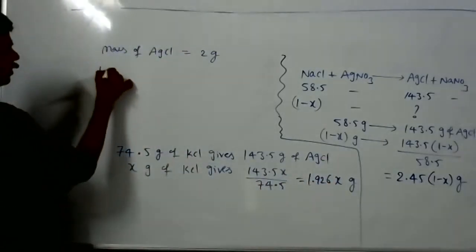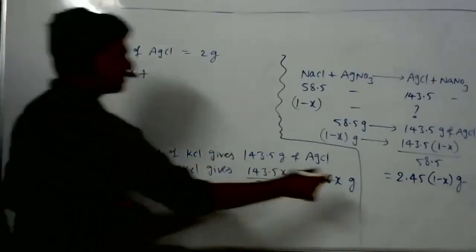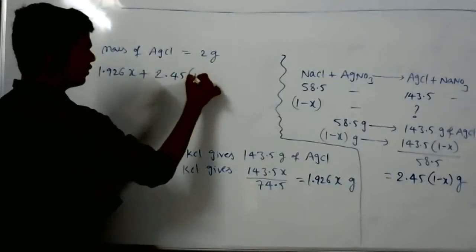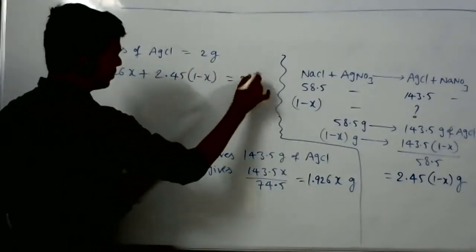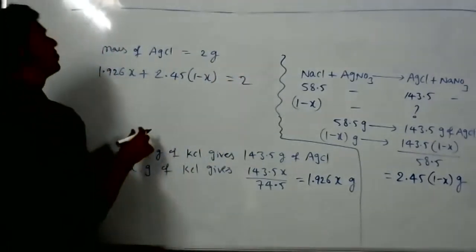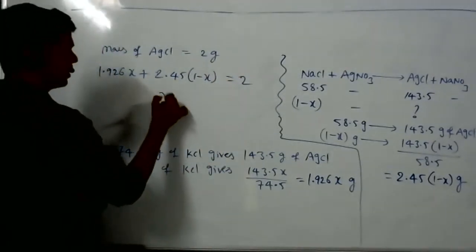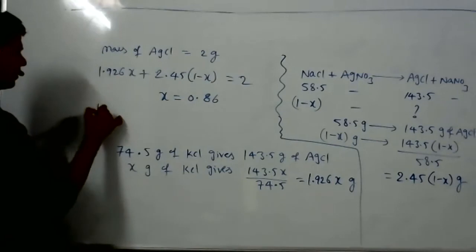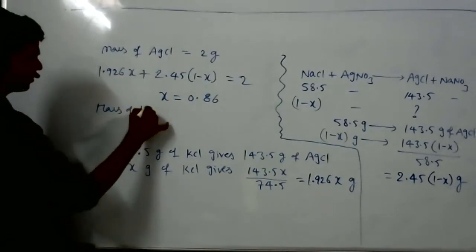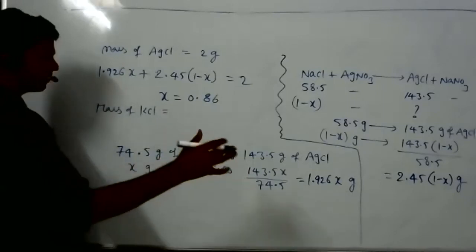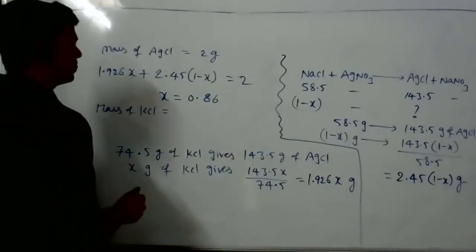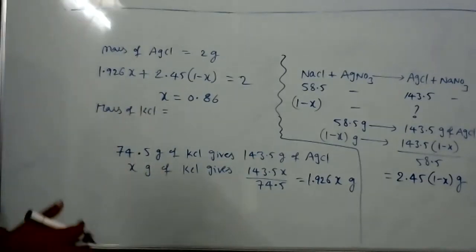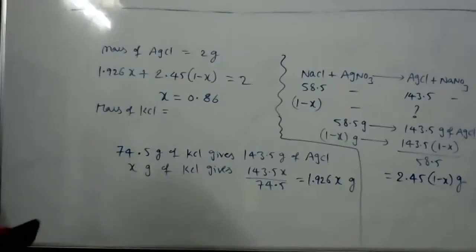Okay. 1.926x plus 2.45, so I got x as 0.86 grams. Yeah, x is equal to 0.86. First I got the KCl mass as 0.89, sir. I'm getting 0.85, sir. Check correctly. Yeah, 0.849, so 0.85. Let's check once again. Somewhere there is a small mistake. Okay, check once again.